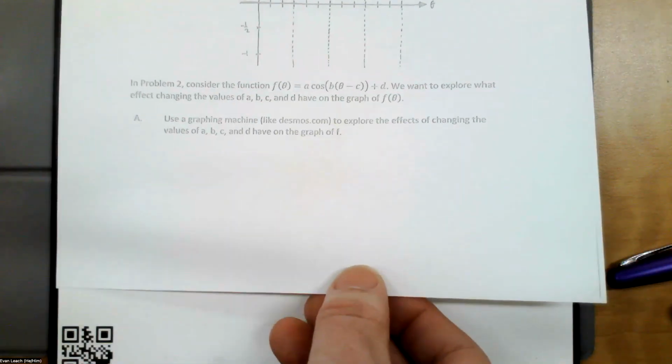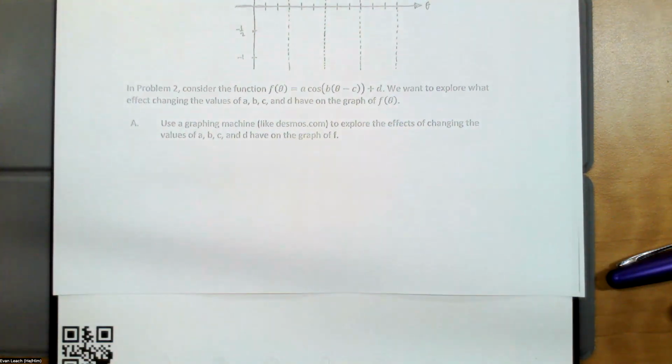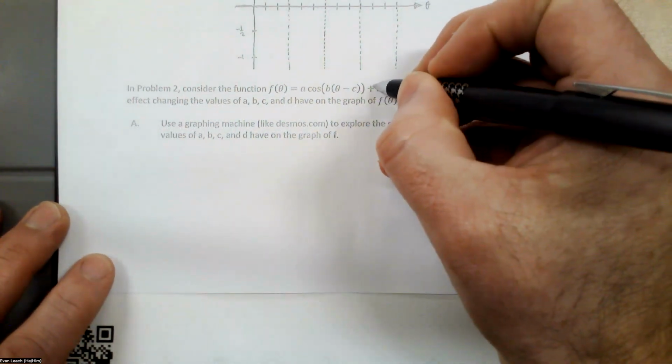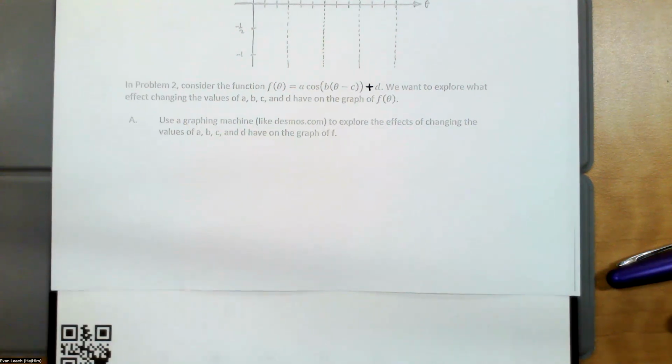Down here in problem 2, I want to consider the function f of theta is a cosine of b times the difference of theta and c, and then plus d. That's supposed to be a plus. It looks like a little divided, depending on how well things printed, but that's definitely a plus. What we want to do is examine what effect changing these values has on the graph of cosine.